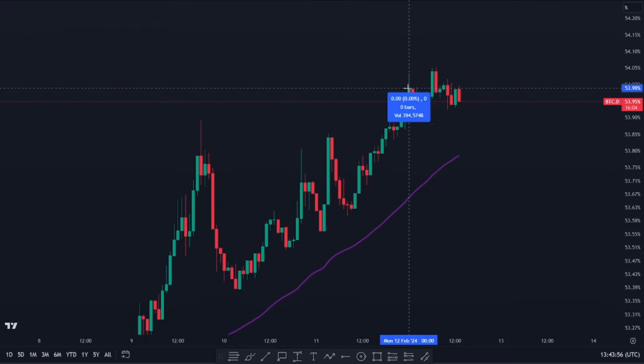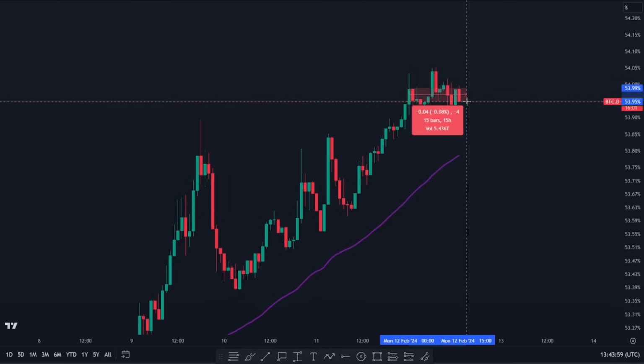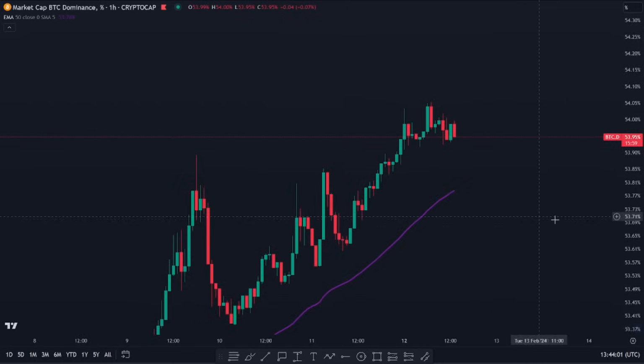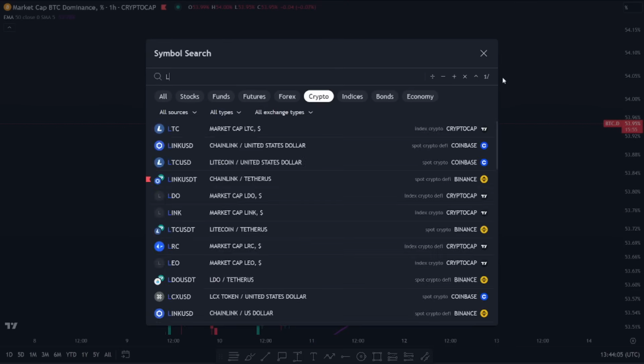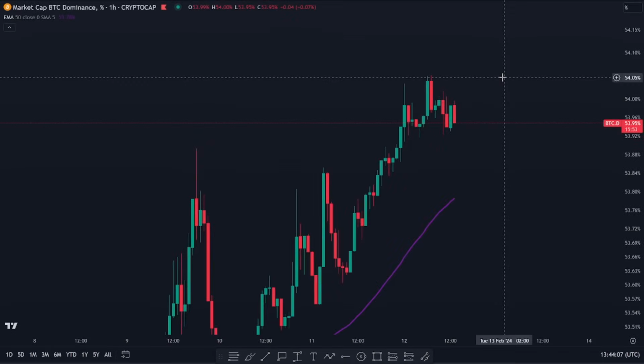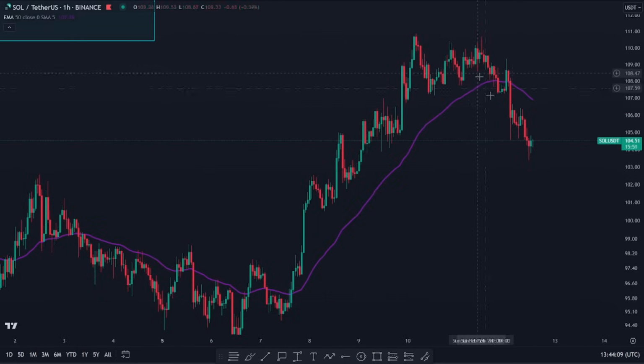We are literally the same level. We've only dropped 0.08%. So we are literally the same level, okay? That is telling you that altcoins should be taking a little drop. Go to Solana. Look at that drop.